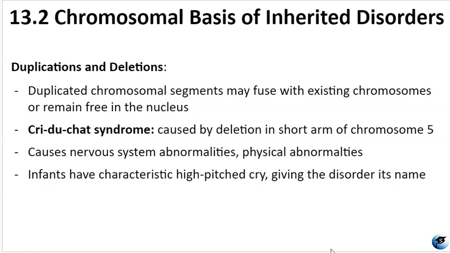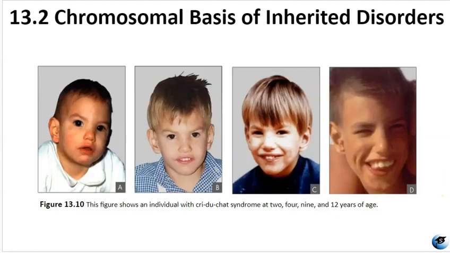Infants with this syndrome emit a high-pitched cry, and that's how it got its name, Cri-du-chat. I'm probably saying that wrong. Cri-du-chat syndrome is a rare genetic disorder, and it's caused, again, by missing pieces on chromosome number 5. In addition to the high-pitched cries that you see in infants, other symptoms include a small head and a flattened bridge of the nose. Figure 13.10 is showing an individual with this syndrome at ages 2, 4, 9, and 12 years of age.